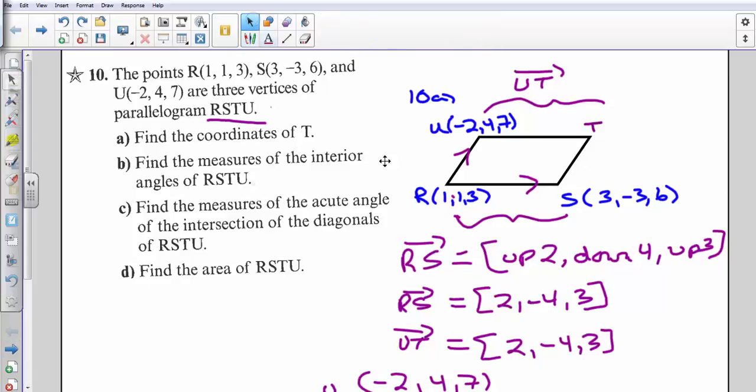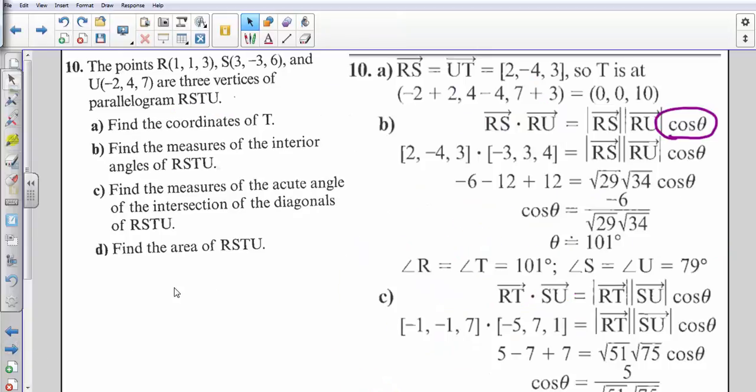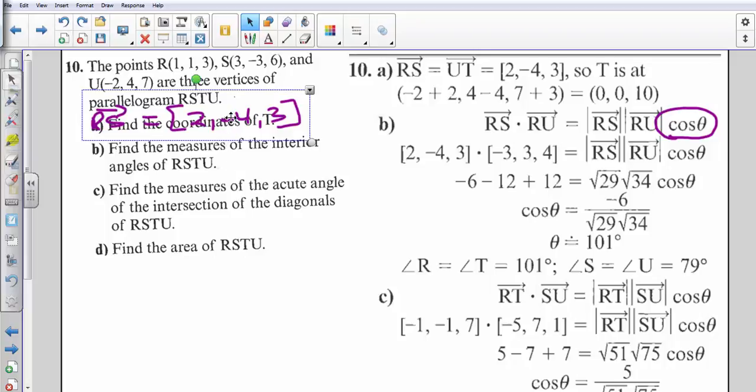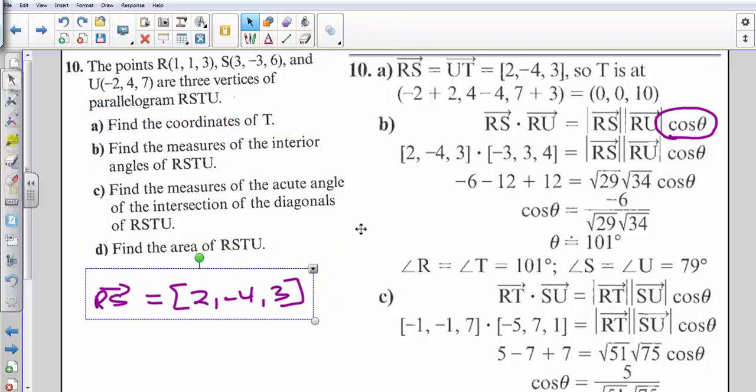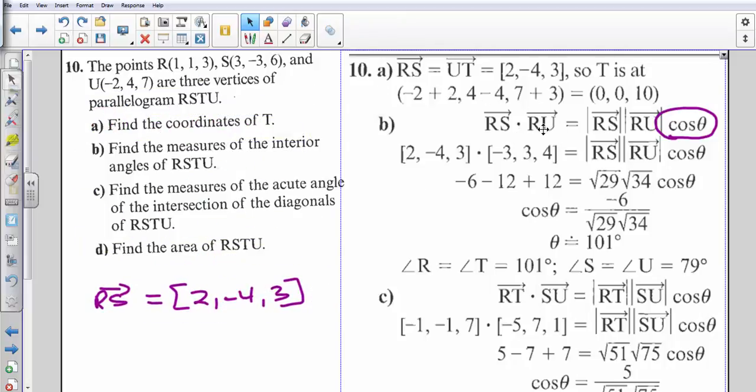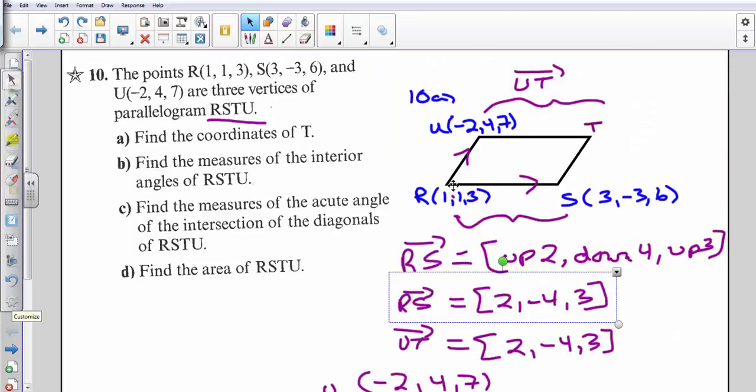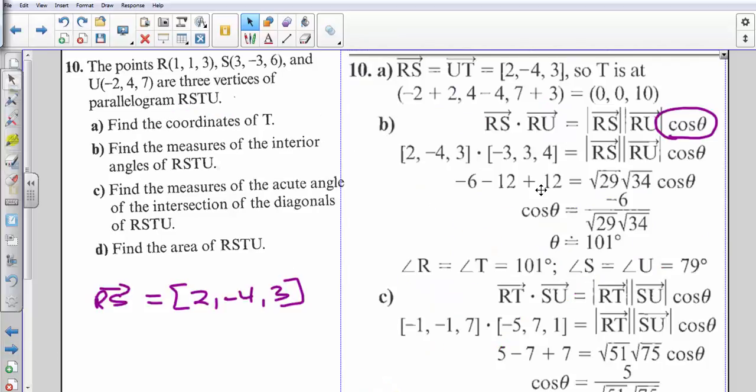RS is this one. And then to find RU, we can do the same thing we did before. From R to U, we need to decrease by 3. We need to increase by 3 and increase by 4. And so vector RU is negative 3, positive 3, 4.